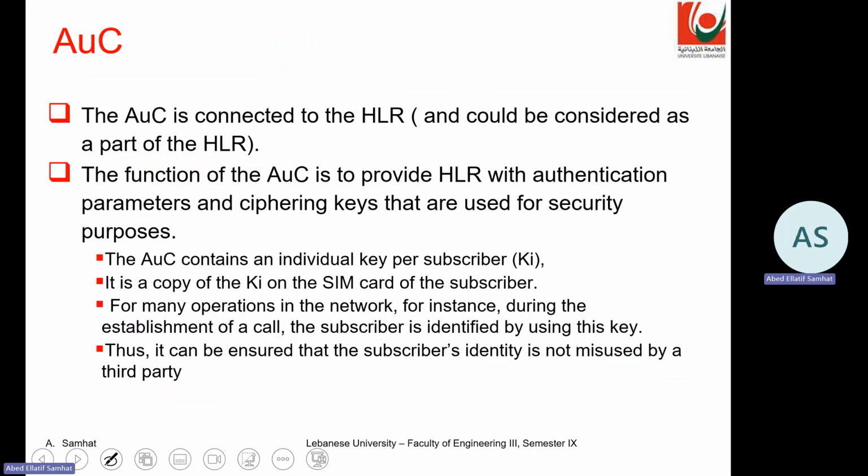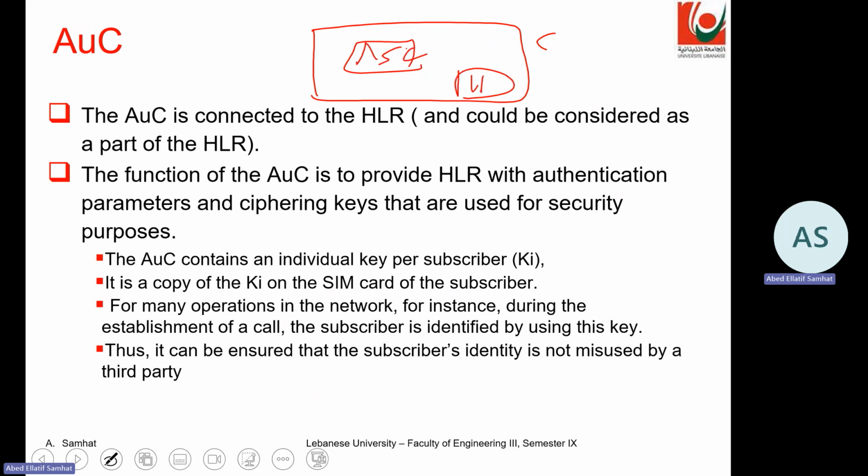Another important piece of equipment is the authentication center. So now we have the core network, or the network subsystem. We have the mobile switch center, we have the HLR, and we have, as we said, the VLR. It's implemented as a software part within the mobile switch center, but it could be a separate device. And the authentication center is connected to the home location register.